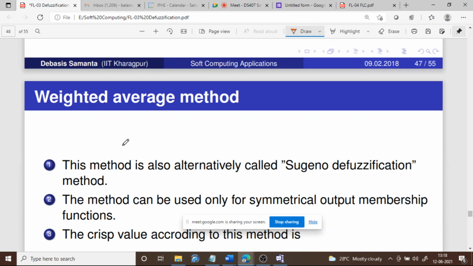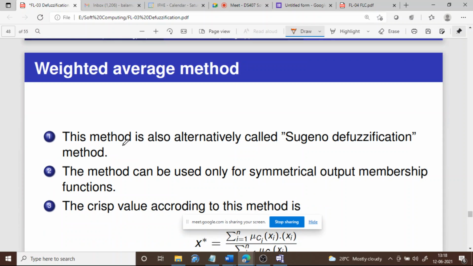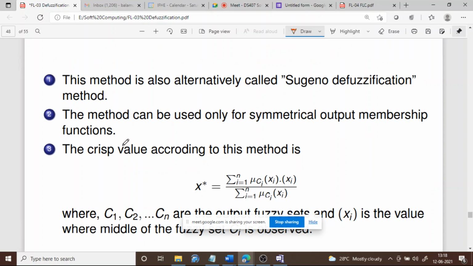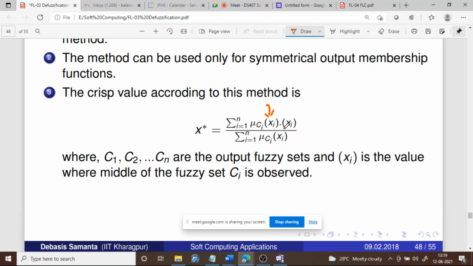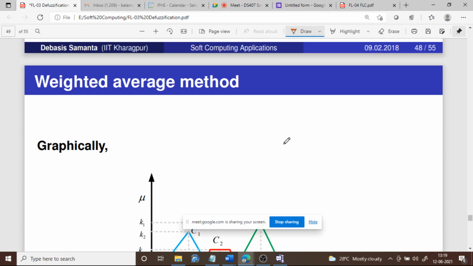Under the weighted average method, we have only one technique. There are no sub techniques. So here, this is the general equation which is given like this: the membership function of every x into x, divided by the sum of the membership functions. That is, the sum of the membership functions of all fuzzy sets into x, divided by the sum of all the membership functions.